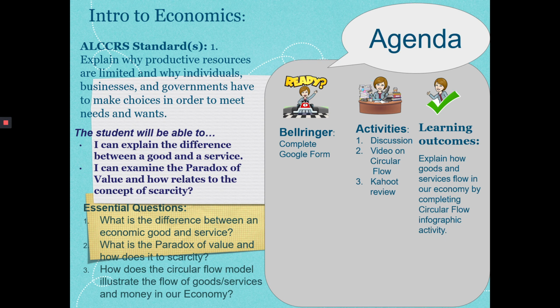Today we are looking at the differences between a good and service. We're looking at the paradox of value and how it is affected by scarcity, and we're looking at the circular flow model, which will address the flow of goods and services and money in our economy.